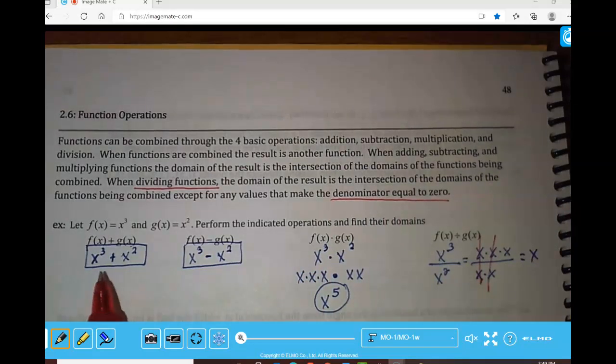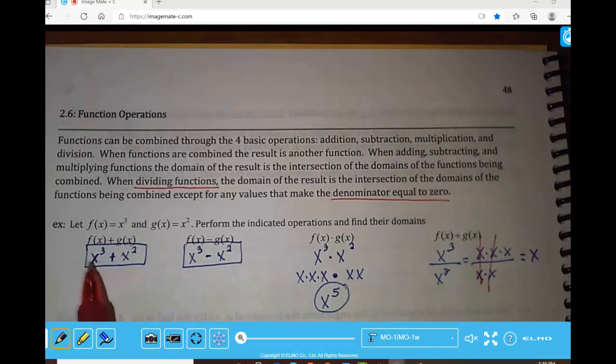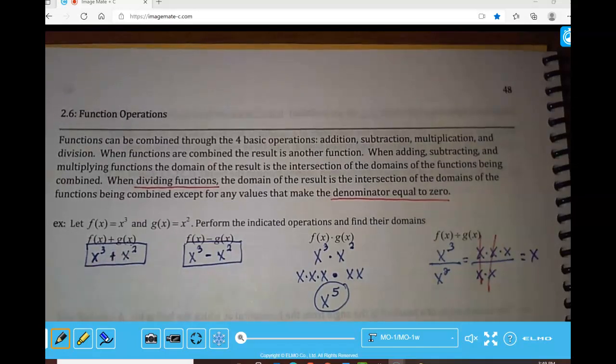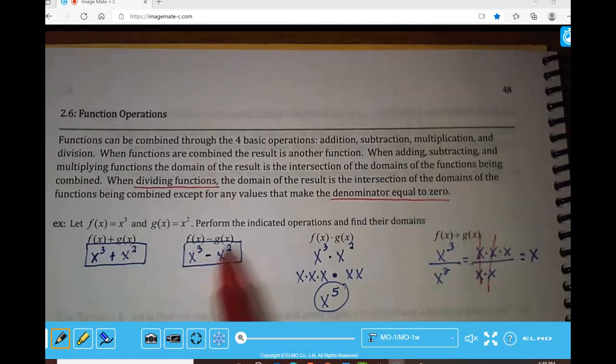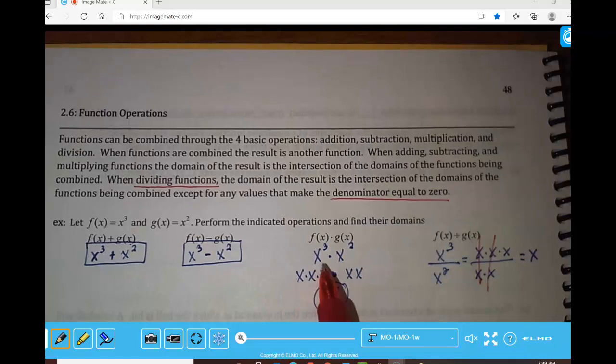So here basically, if I wanted to put numbers in for x, I could pick anything I want and cube it, square it, and then add those numbers up. And then the same thing here with subtraction. I could put any number in for x, cube it, square it, subtract it, and it would work. Even here, I could take any number, cube it, square it, and then multiply those, and I would still get an answer.